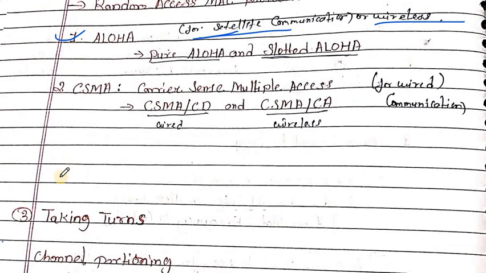Now CSMA, carrier sense multiple access. In CSMA, before transmitting the data, the transmitter senses whether the channel is busy or not. In CSMA there are CSMA CD and CSMA CA. CSMA CD is mostly used for wired media, and CSMA CA is for wireless media. In wired media we can sense whether the channel is busy or not, because with wire there is a limited number of hosts.